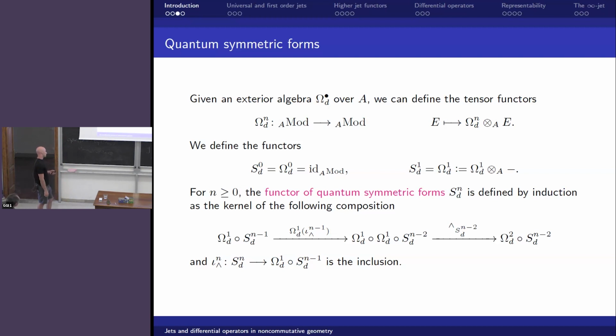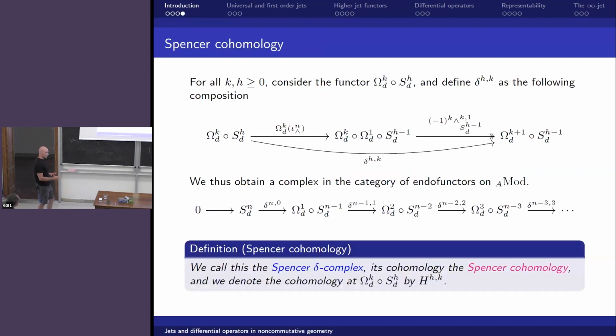So the reason you would want this, or at least why we'll need this later, is for a notion of Spencer cohomology. So in this geometric theory of differential equations, you can consider the Spencer complex or the Spencer delta complex. These are two closely related complexes. And studying the cohomology of the Spencer delta complex for some linear differential equation will tell you things about formal integrability and solutions to your linear differential equation.